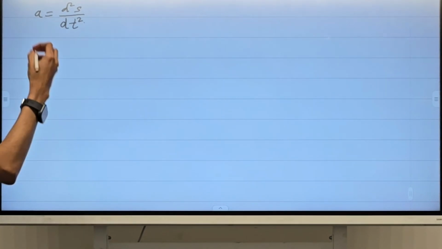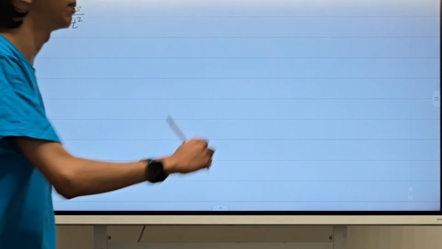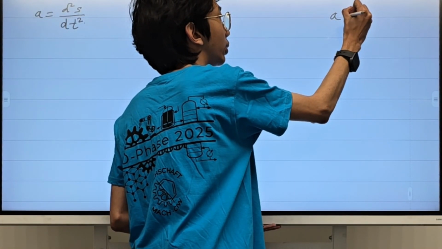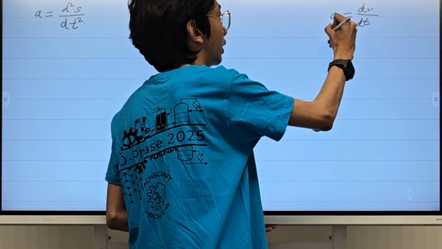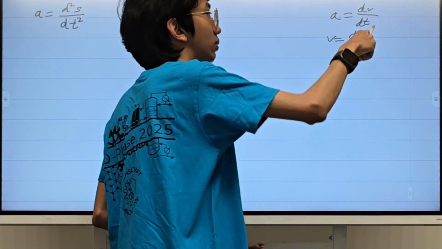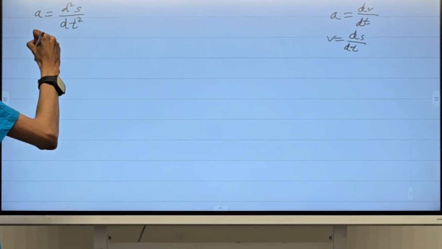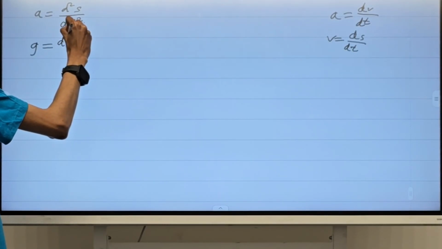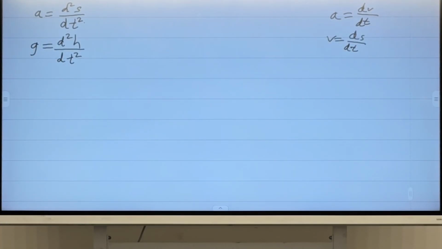Again, like I said, acceleration is the rate of change of velocity, and velocity is the rate of change of position. Let me just write it down here for you to see. a is equal to dv over dt, and v is equal to ds over dt. That is where we get this from. And if we substitute acceleration with g and s with the height of something falling, then we get g is equal to d squared h over dt squared, and we got it. This is our basic formula.